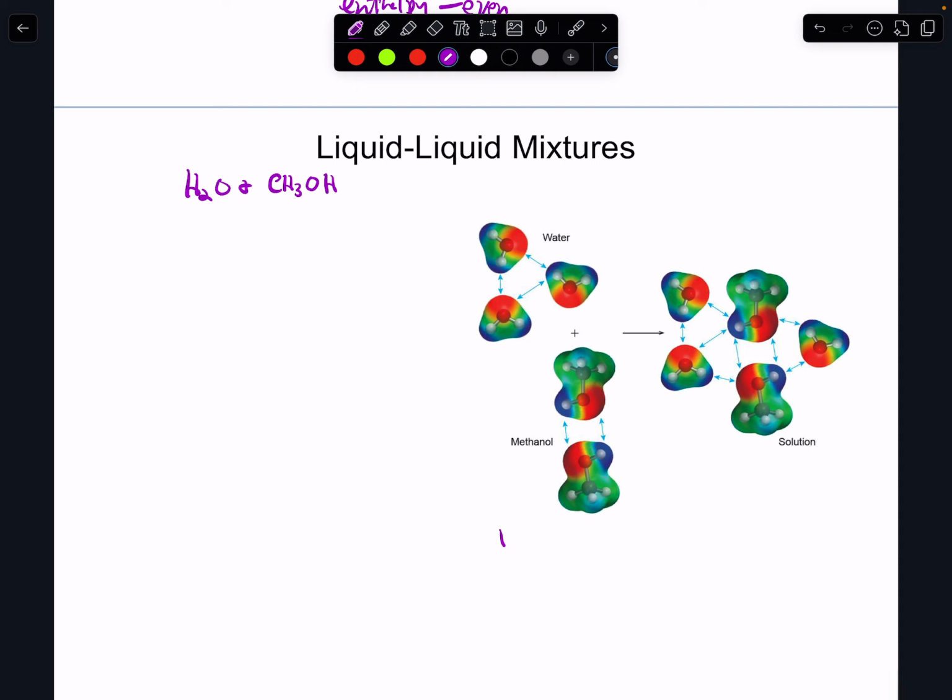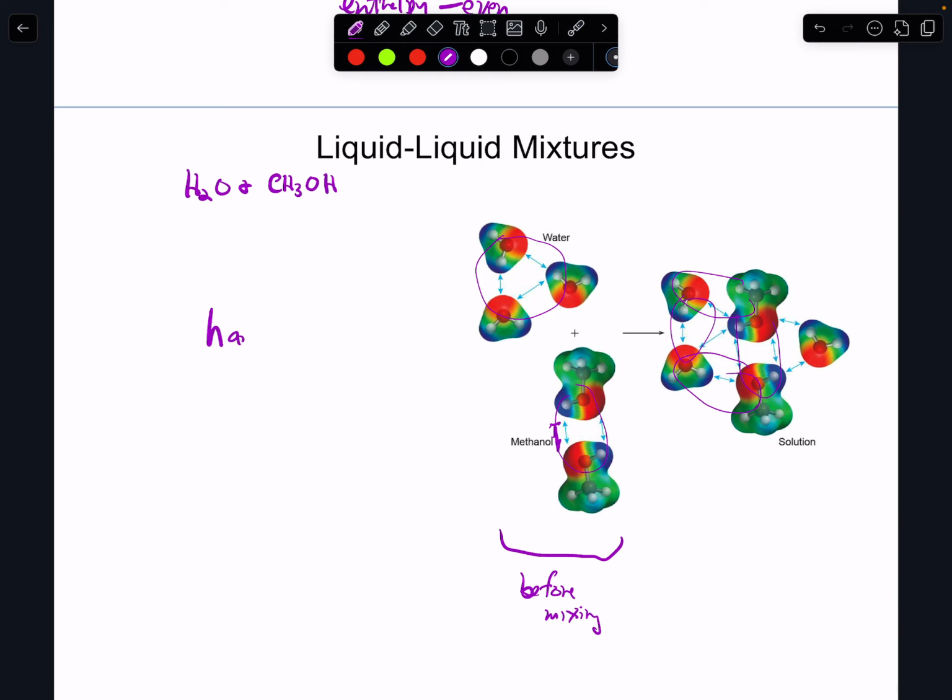So what happens is, before mixing, methanol has IMFs with other methanol molecules. That's what this is here. And water molecules have IMFs with other water molecules here, largely hydrogen bonds. After mixing, the water has IMFs with the methanols and with themselves. The methanols have IMFs with waters and also with other methanols. So you're breaking some bonds. Waters are losing some water hydrogen bonds. Methanols are losing some methanol hydrogen bonds, but you're forming new hydrogen bonds from the solution that you make.